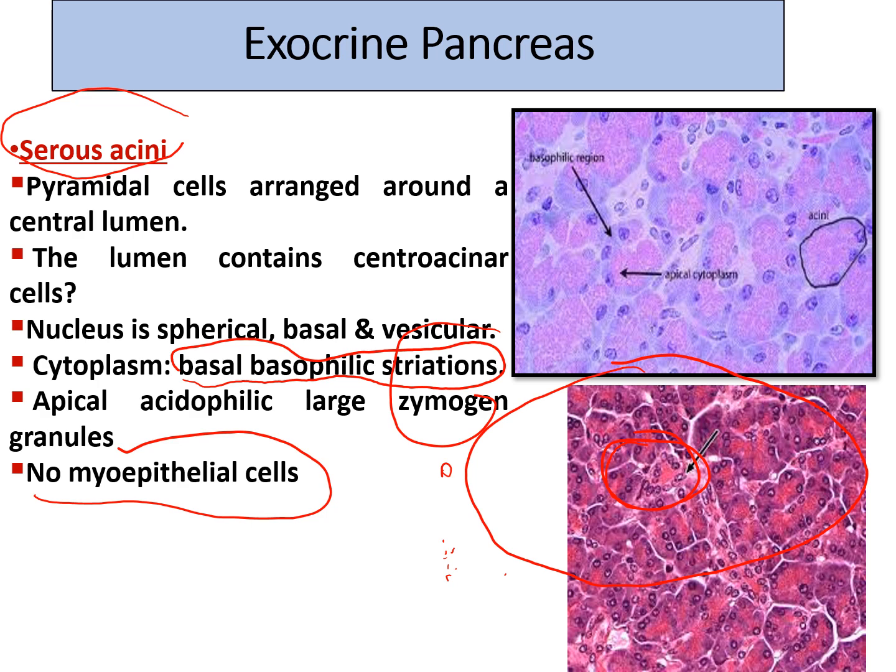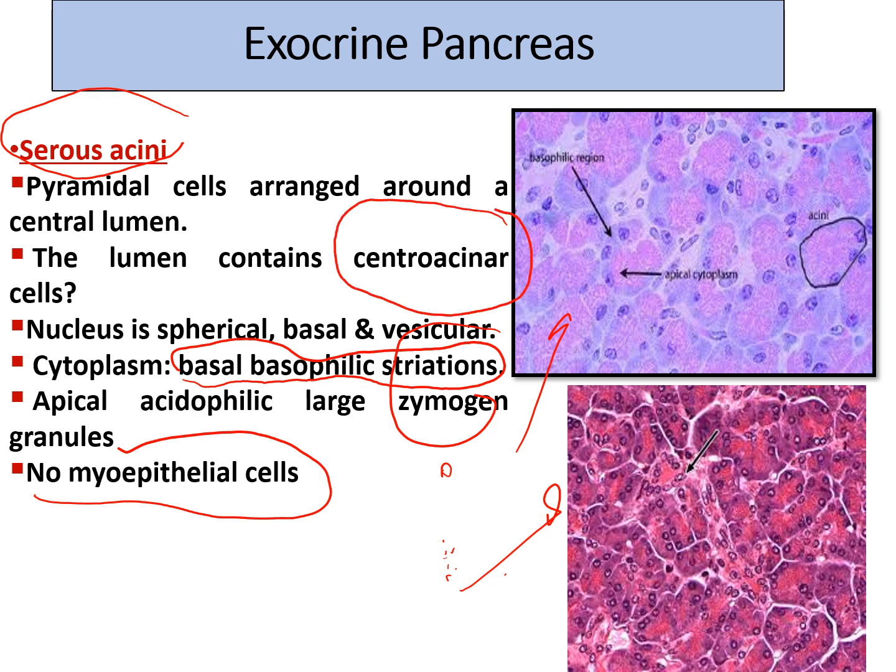Okay, let's see. Here we are going to have the exocrine pancreatic acini. Can you see here? This is a small rounded structure in this photo, dark in color. So this is serous acini. This serous acini is having pyramidal cell arranged around a central narrow lumen. This lumen contains a cell. This cell is called centroacinar cells. What about the cell? The cell is having a spherical basal vesicular nucleus, having basophilic cytoplasm, showing basal basophilic striation with apical acidophilic zymogen granules.